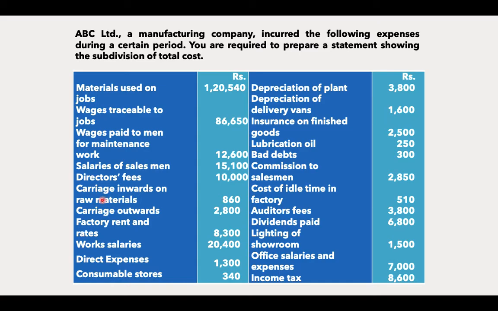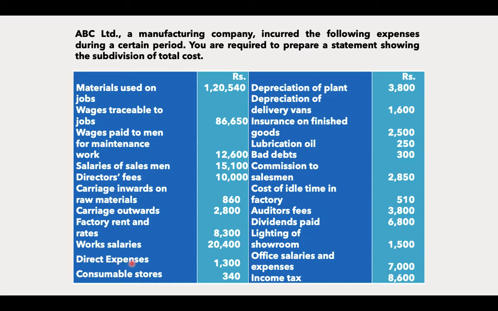Then carriage inwards on raw materials. Carriage inwards can be called as incurred during the production. So it has to be adjusted along with the materials used on jobs. So this carriage inwards we have to adjust along with the materials used in jobs or the direct materials. Then we have factory rent and rates. It will come under the factory overheads. Then we have works salaries. It will come under the factory overheads. Then we have direct expenses.